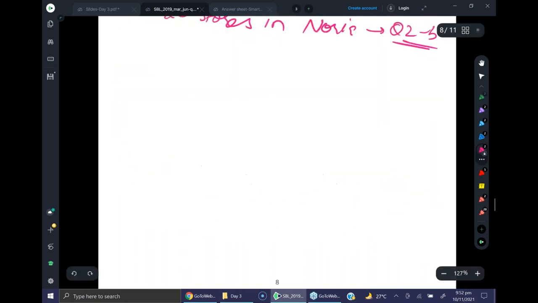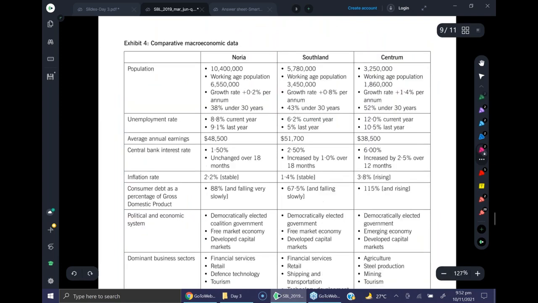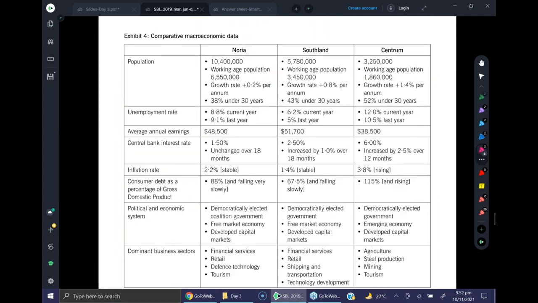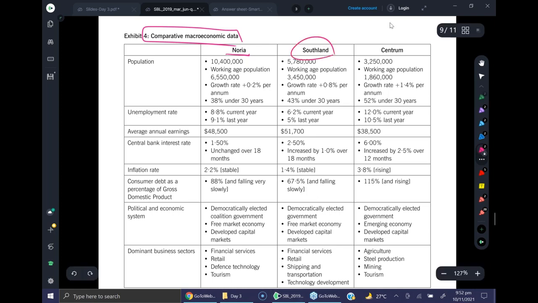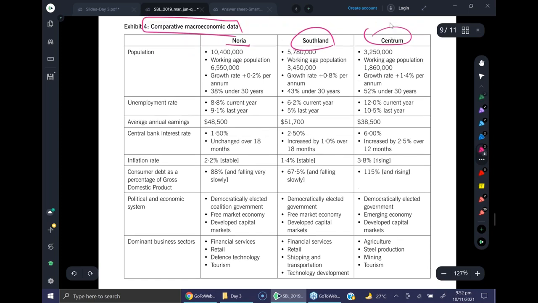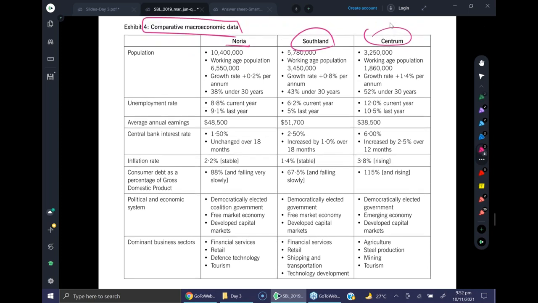Exhibit 4. What does this exhibit look like? It's the comparative macroeconomic data for three countries, Noria, Southland and Central. So it's the comparative data of three countries. So where do you think it's going to be used? Quick answers, please.